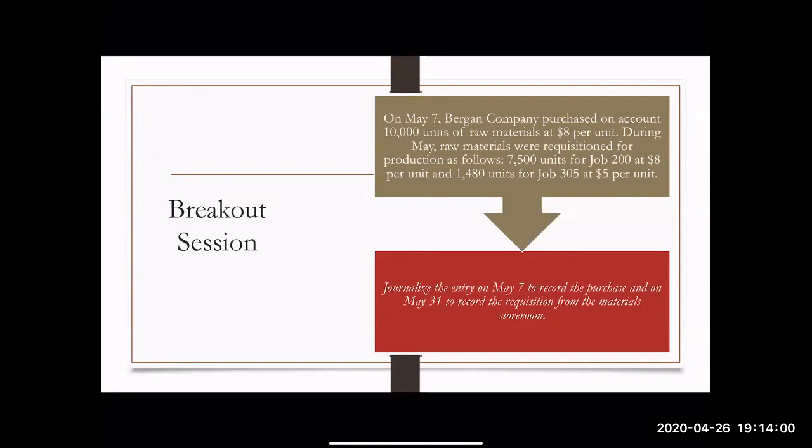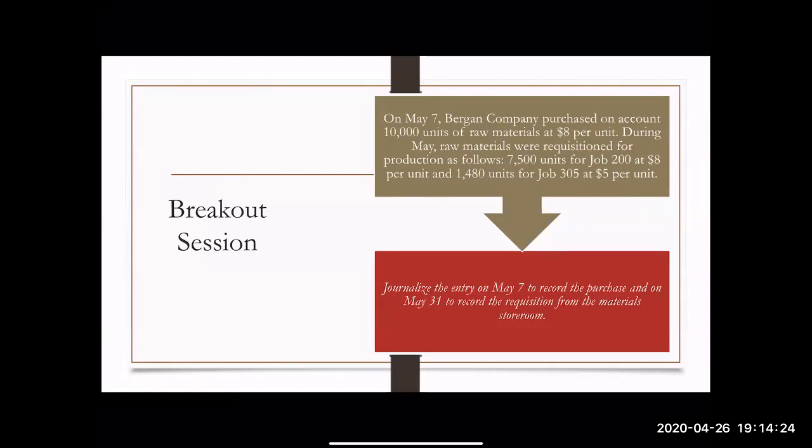It says on May 7, Bergen Company purchased on account 10,000 units of raw materials at $8 per unit. During May, the raw materials were requisitioned. All that means, a fancy word, is that they requested this from the warehouse or the materials room. A requisition is a request for materials.